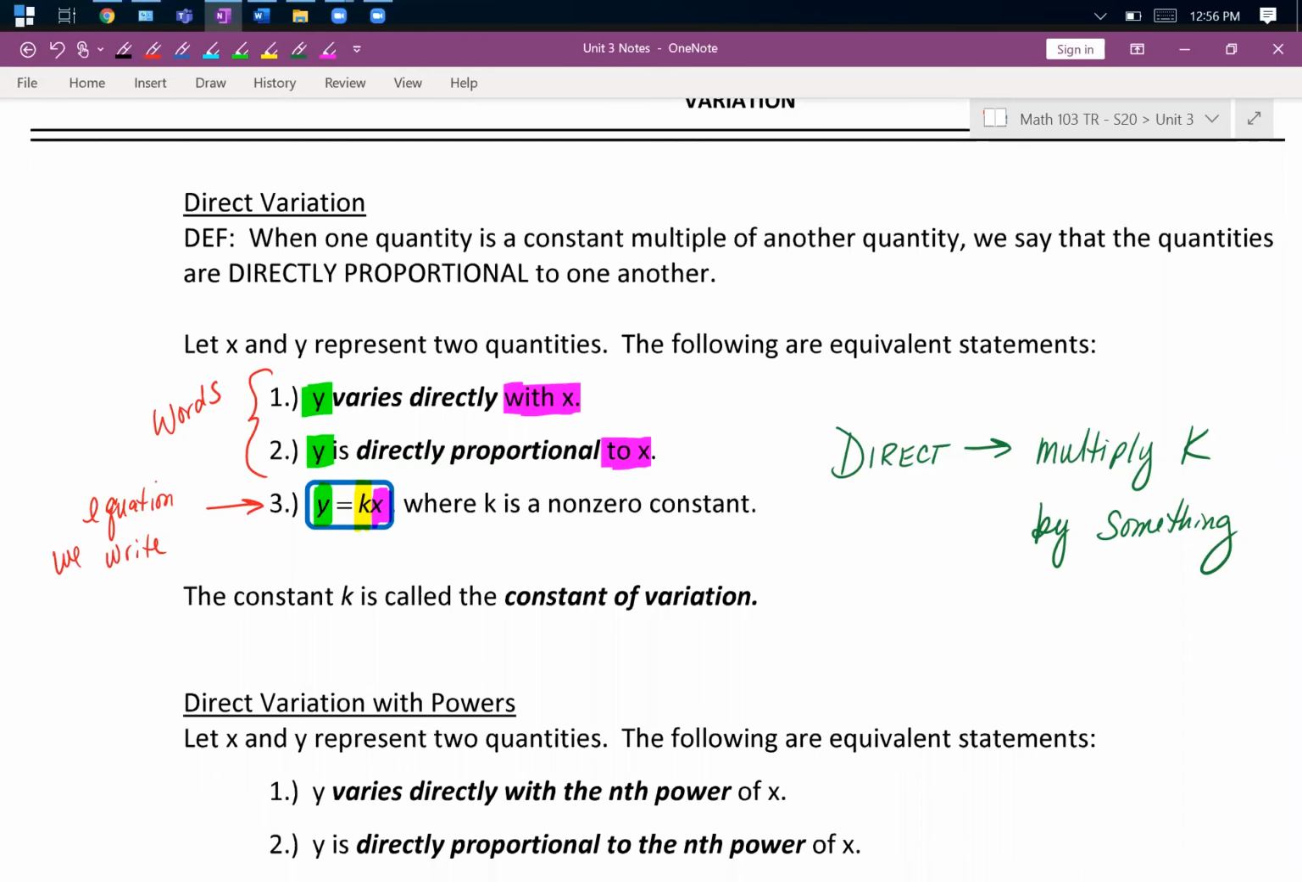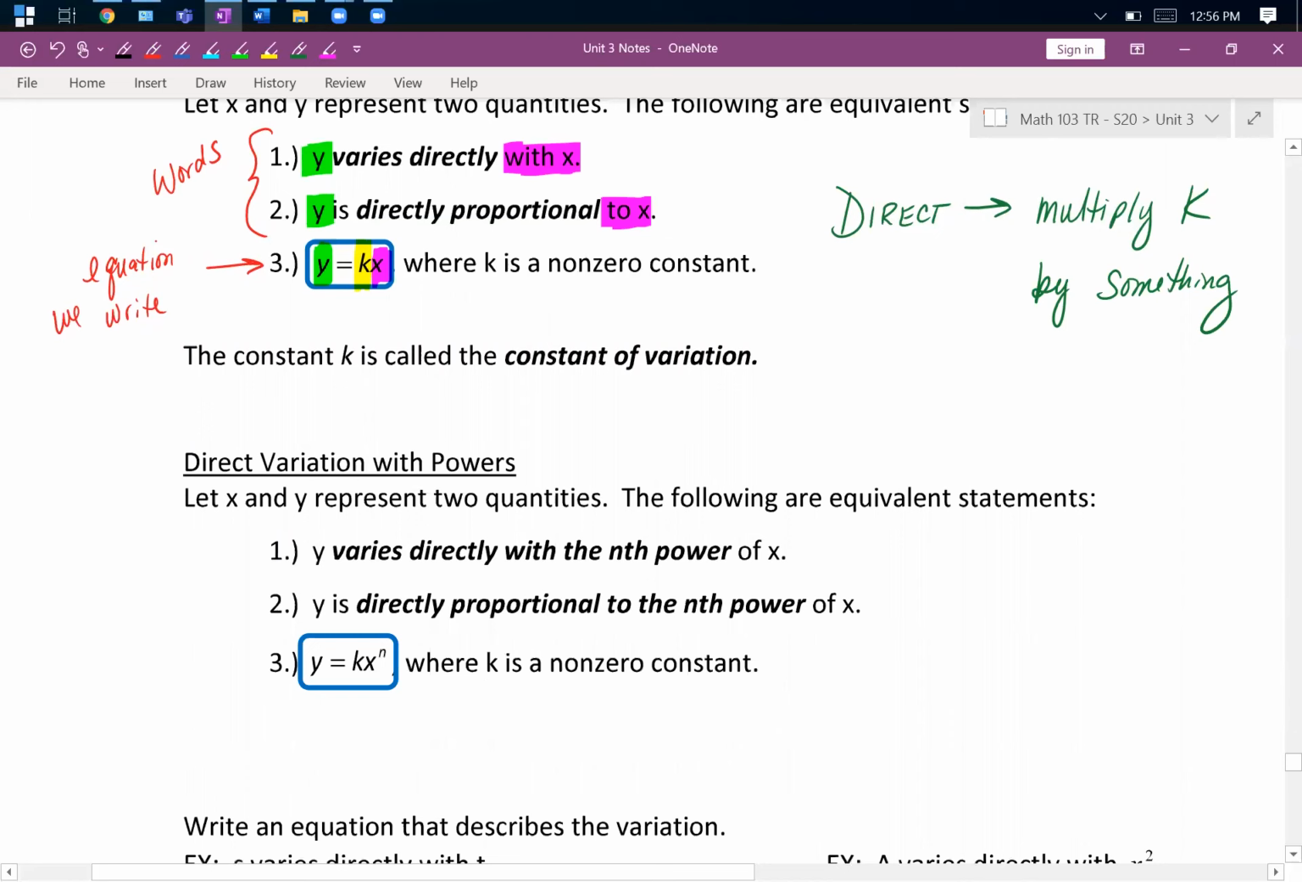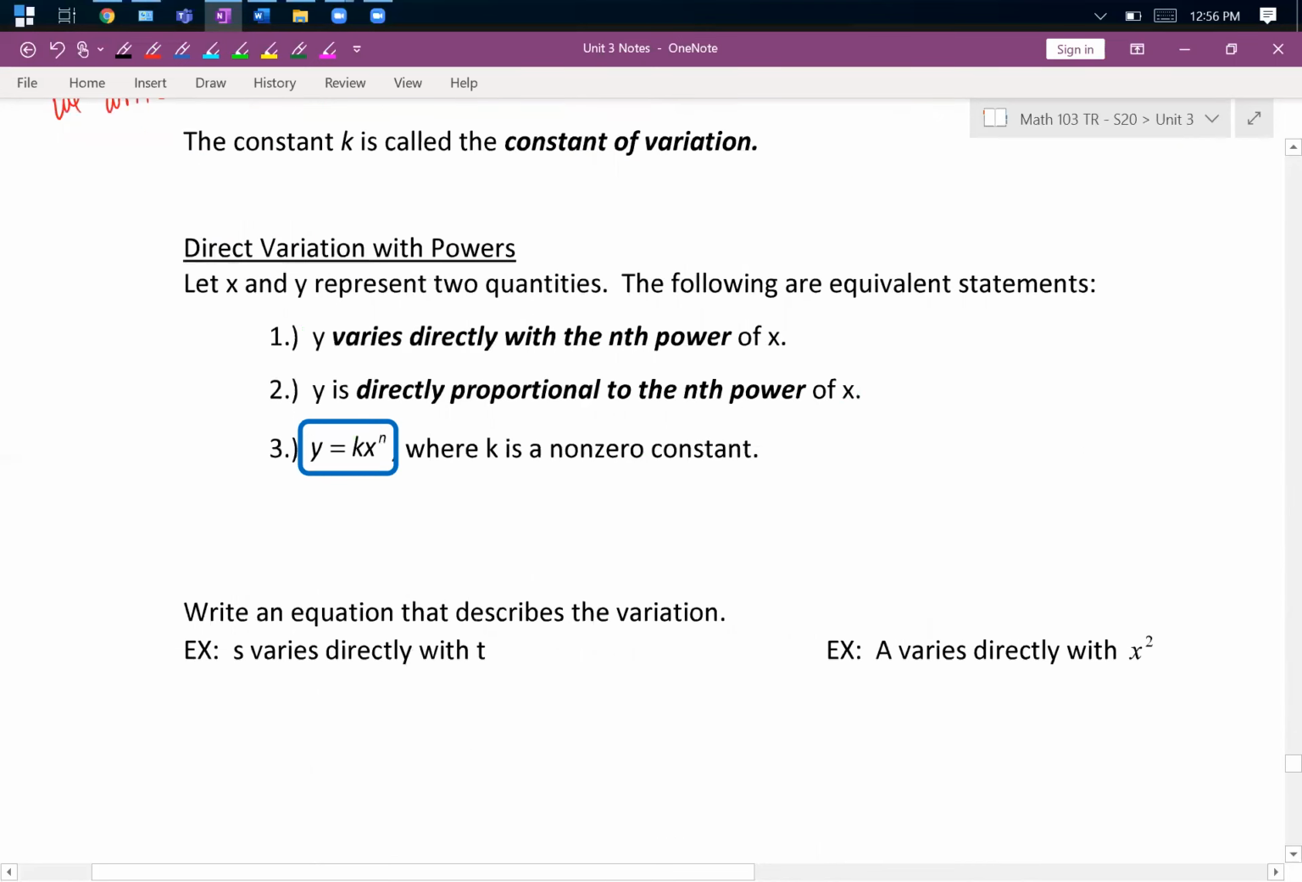Now, it is possible that we could have direct variation with powers. So it might say y varies directly with the cube of x, or x to the fifth. So everything's exactly the same. It's just that when you get to this part, you're going to have an exponent on your variable. That's it.